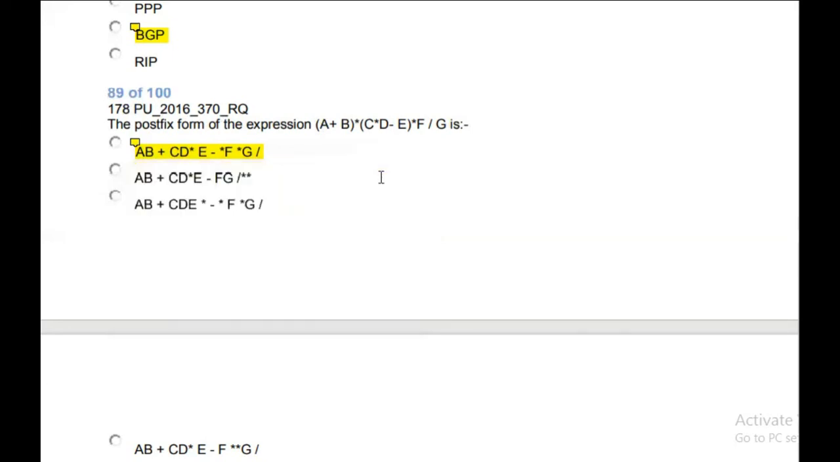It is very simple. So here, in this case, a plus b star c star d minus e star f by g. The postfix expression of this infix expression is AB plus CD star E minus star F star G division. Option A is correct.